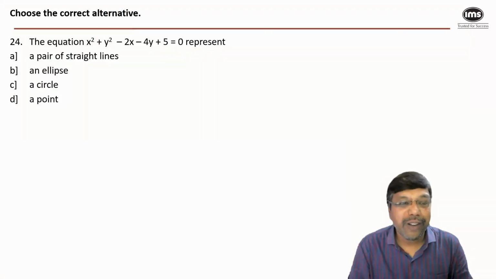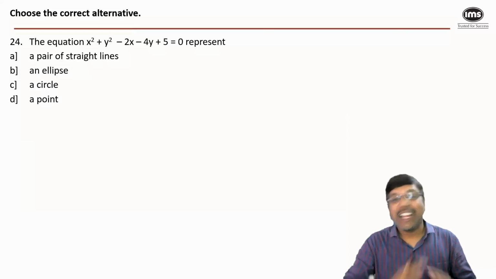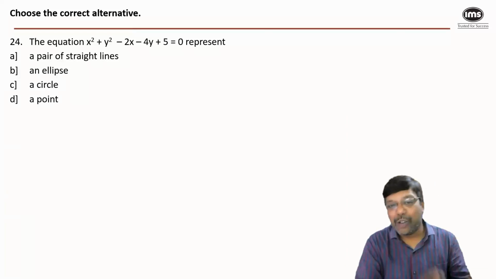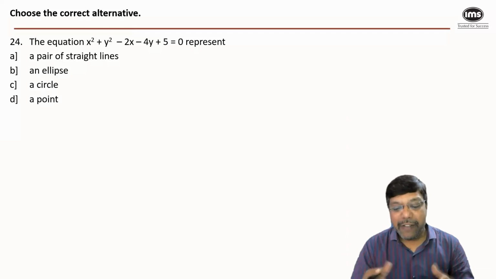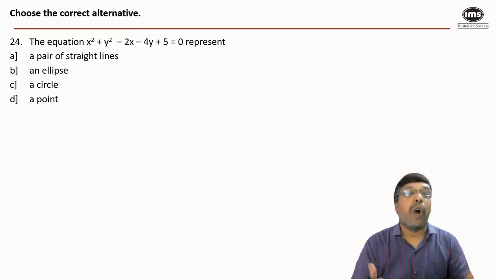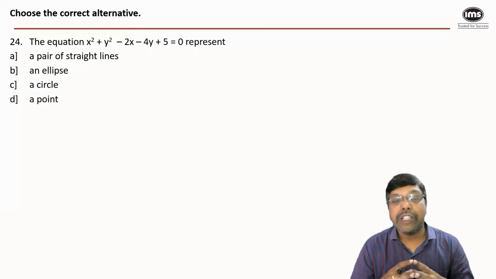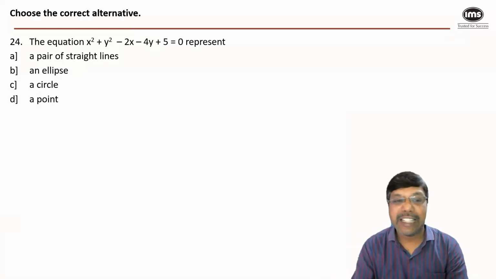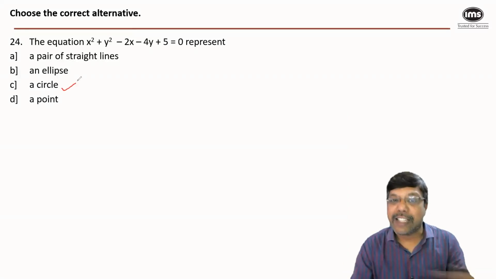Question number 24. This is undoubtedly the easiest question across the entire quantitative ability short answer and quantitative ability multiple choice question. The given equation represents what shape? Now it is very clear that it is similar to the general form of a circle, which is x square plus y square plus 2gx plus 2fy plus c equal to 0. Hence, the answer will be straight away a circle.